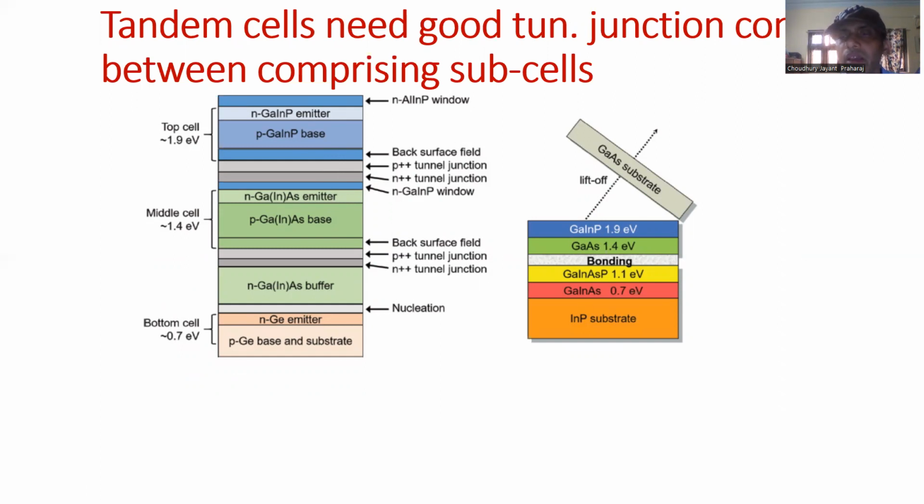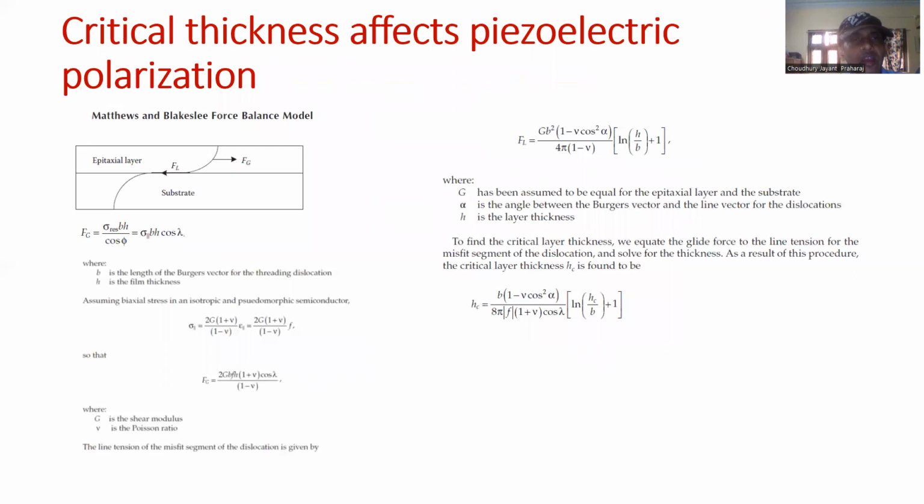Now, in indium gallium nitride, especially at high gallium composition, doping the p-type layer becomes much more difficult, and we'll discuss that more. And so the tunnel junction needs to be optimized in order to get good tandem cell operation. The other thing is there is something called a critical thickness.